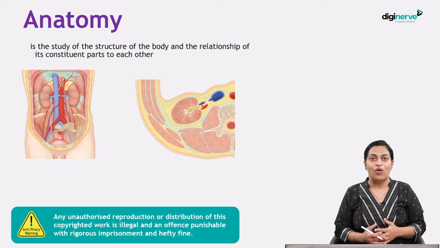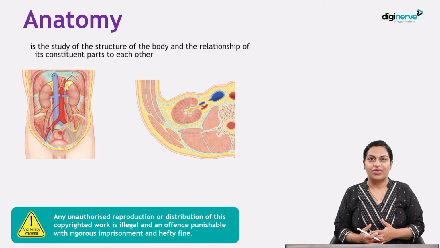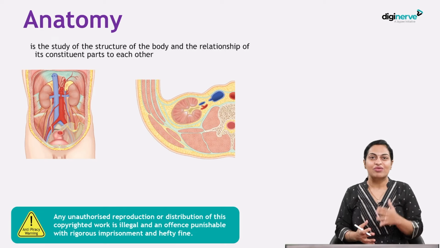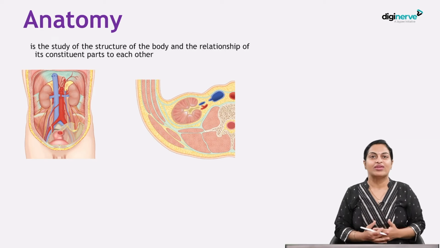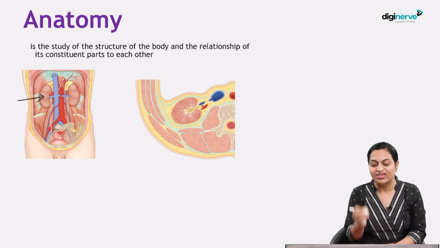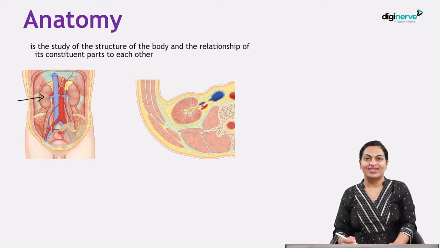So what is anatomy? Anatomy is the study of the structure of the body. What is it made up of? What are its constituents? And the relationship of each of its constituents to one another. For example, can you tell me what is this structure here? That's the kidney, isn't it?